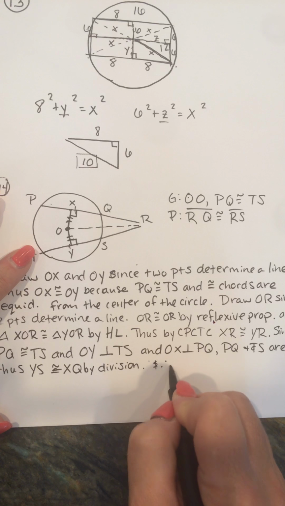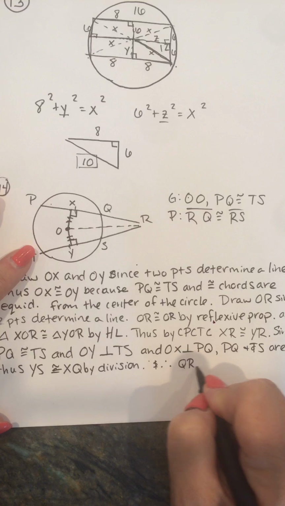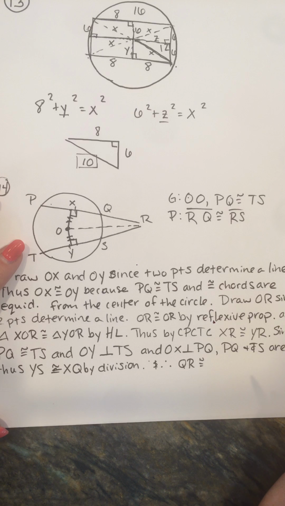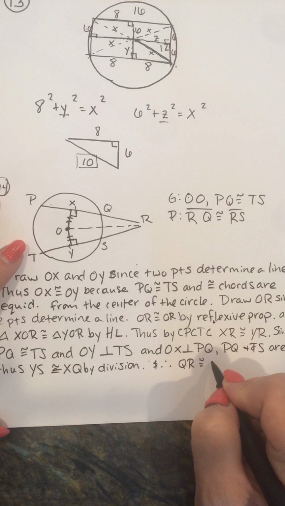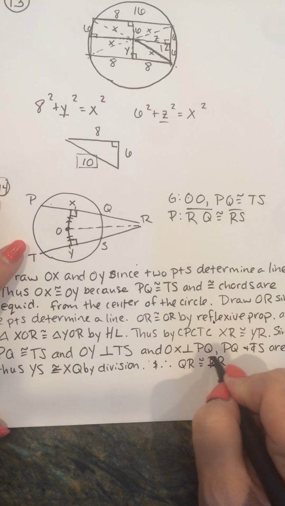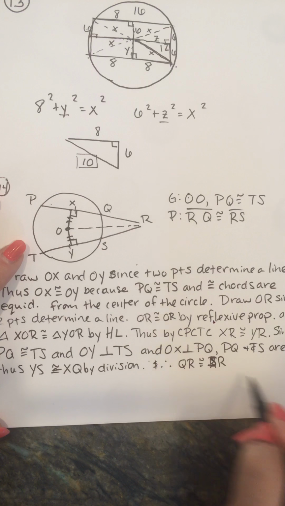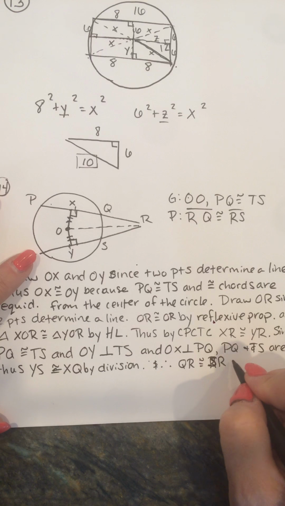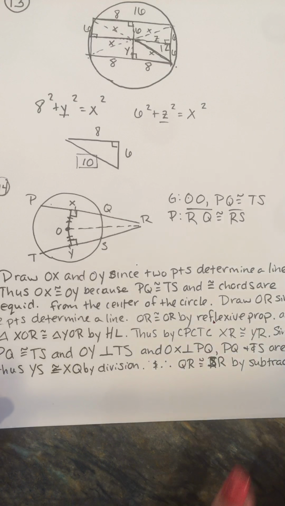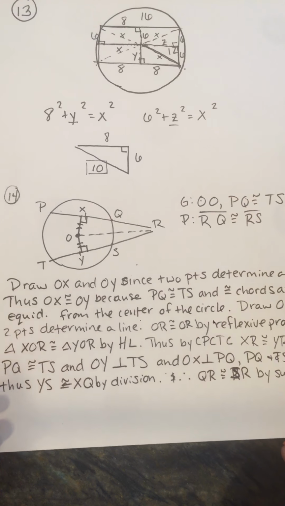Therefore, I'm going to do my little therefore, QR is congruent to SR, right? RS. SR. Therefore, QR is congruent to SR by subtraction. There we go. That was not easy. That was not an easy one. Had to remember stuff from the last section and this section.